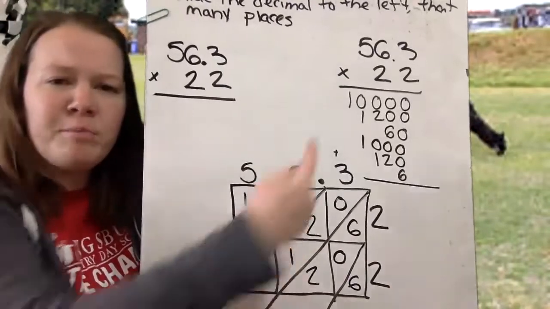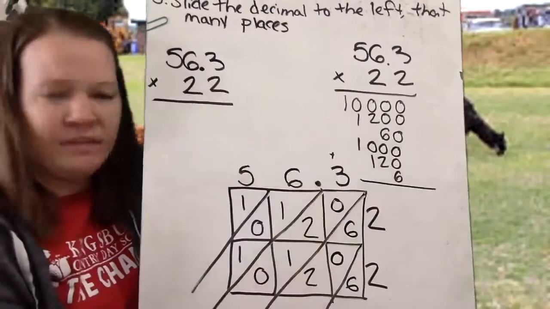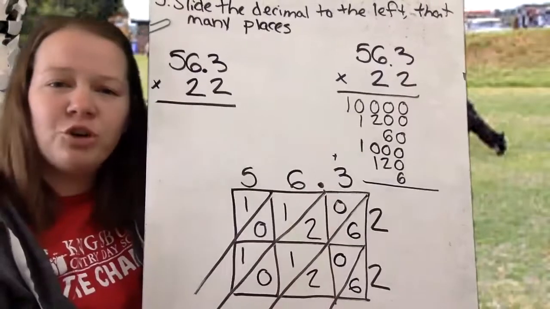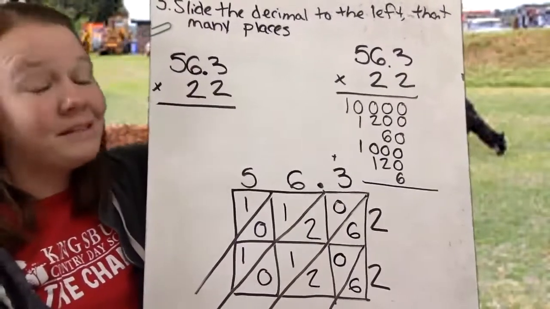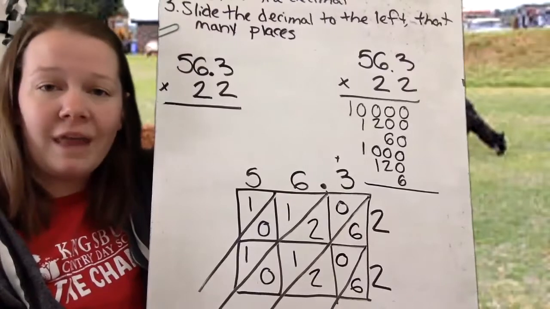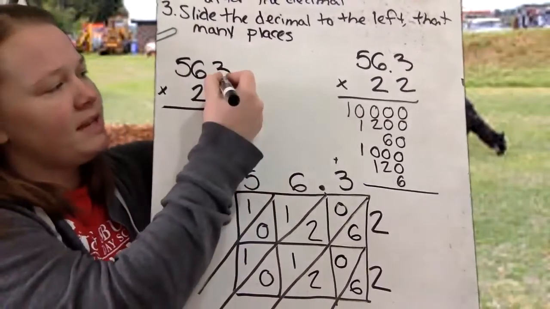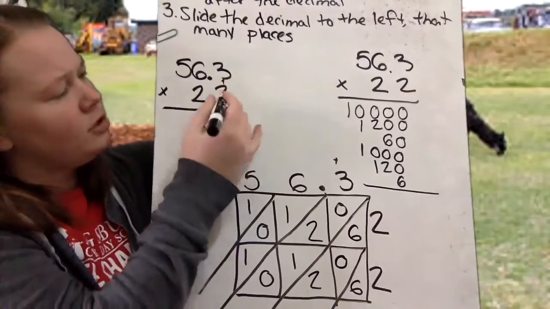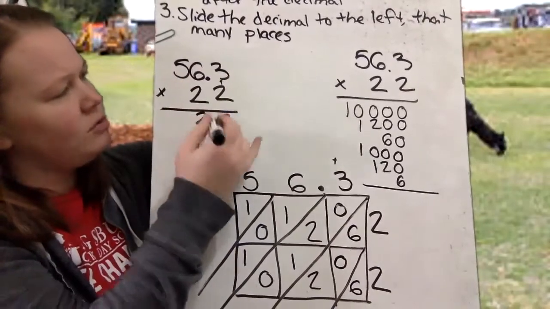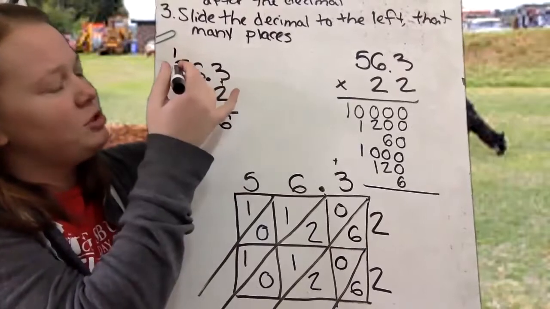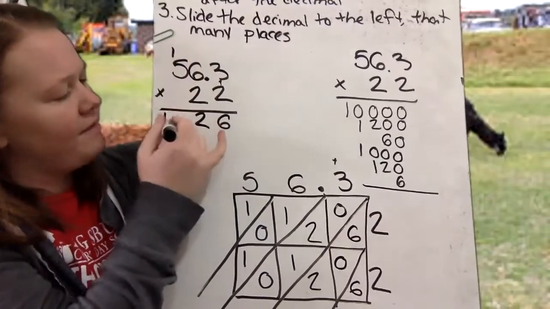All right, for all my partial product people and lattice method people, you can check to see if your numbers are right. All my standard algorithm people, we're going to work on this together and check to see if you got your numbers right. So here we go. We do 3 times 2, which is 6. 2 times 6, which is 12. Put the 2 down, 1 up. 5 times 2 is 10, plus 1 more is 11.